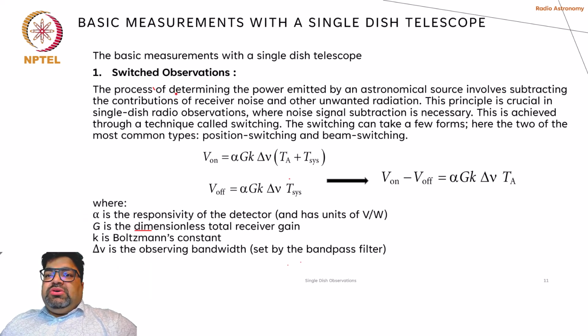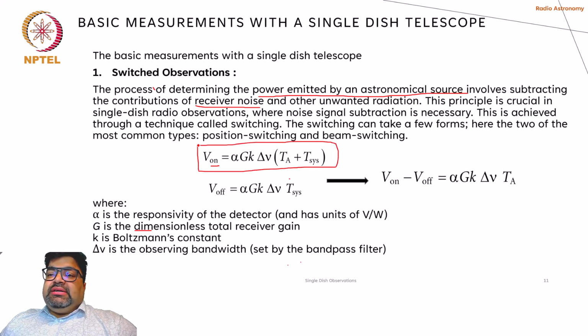The process to determine the power emitted by an astronomical source involves subtracting the contribution of the receiver noise. Okay. So say we have these two positions, on and off. Now we will come multiple times on this on and off, and there are different meanings of that on and off. This time the on and off means in the on position the telescope is looking towards the sky.